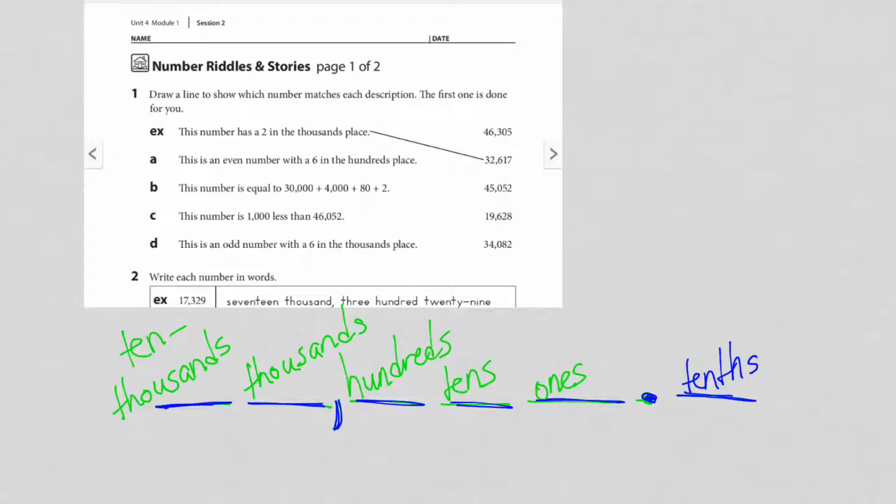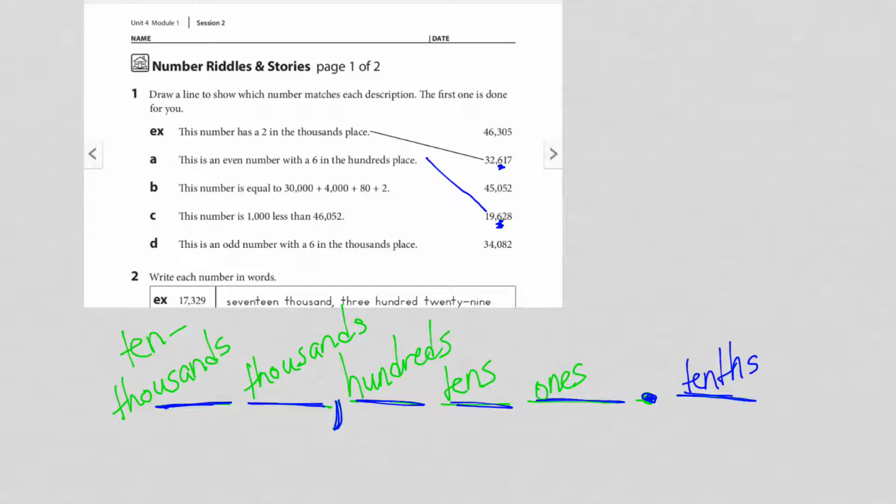So if we're looking at matching descriptors of where they belong, letter A says there is an even number with a 6 in the hundreds place. Well, if I take a look, I see two numbers that have a 6 in the hundreds place. The example already chose one of them, so I know that's actually out. So I only have one option left, plus that 8 tells me it's going to be an even number.